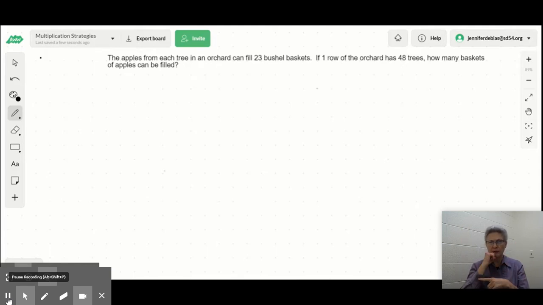Okay, so I was thinking, well, I know that one tree in an orchard, the apples from that tree can fill 23 baskets. But in a row, I have 48 trees. So I'm thinking I should multiply 23, because that's how many baskets can be filled from one tree, times 48, because that's how many trees we have, to see how many total baskets of apples we'll have. So I'm going to write my problem out.